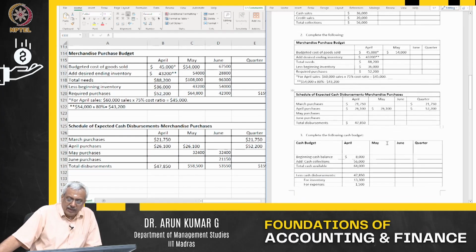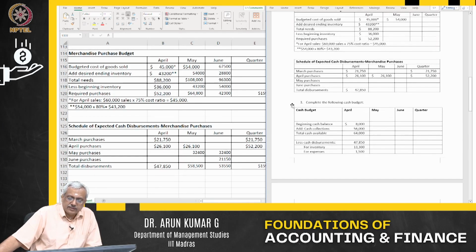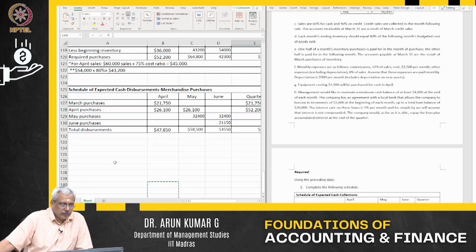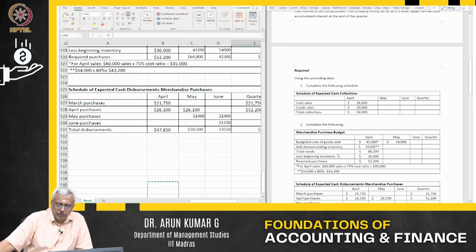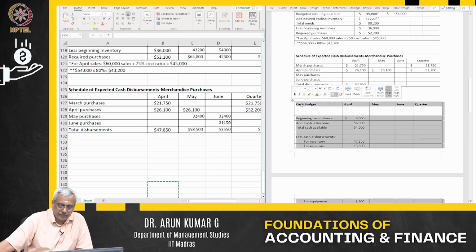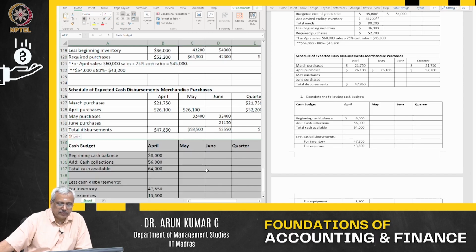I move on further and then I say there is a complete the cash budget. We will take this. So, the next one we move to is what is called the cash budget. Let us look at the cash budget. I am just going to cut and paste it out here. We have pasted it out here for the quarter.